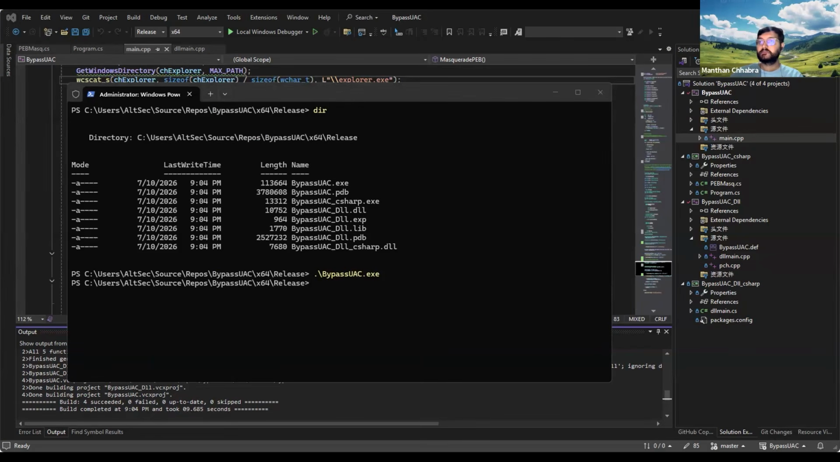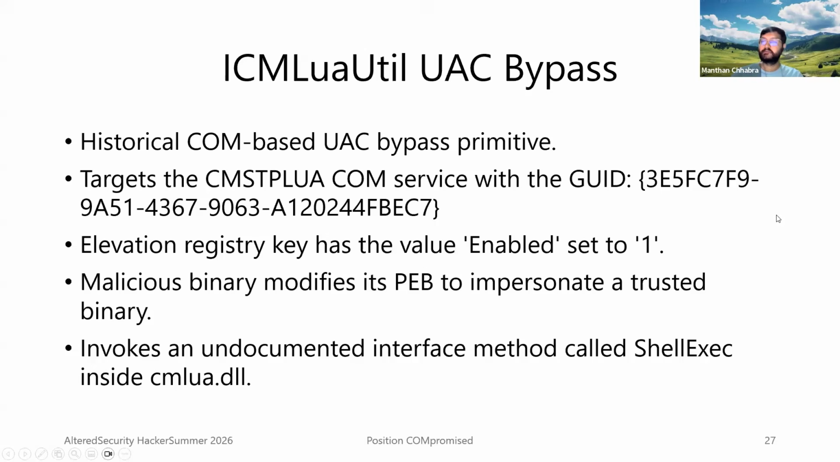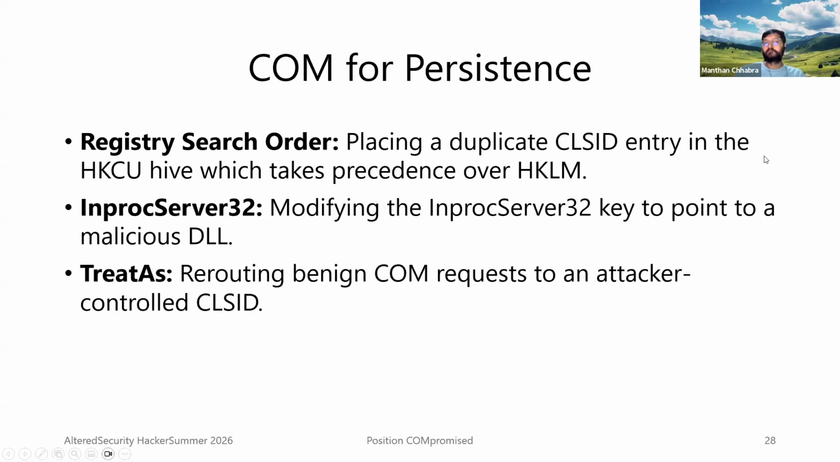Let's switch back to the slides. Now, just like for UAC, we can actually use COM for persistence as well. We discussed many CLSID registration keys, and these can actually be targeted to establish persistence.